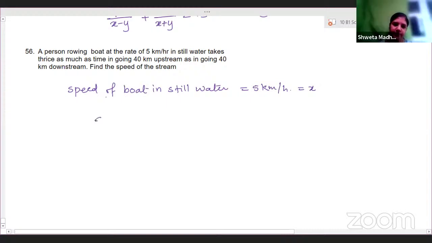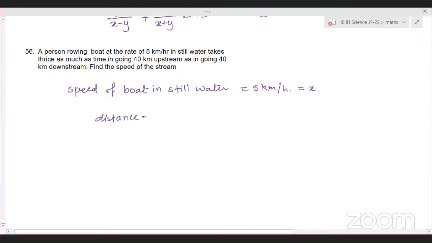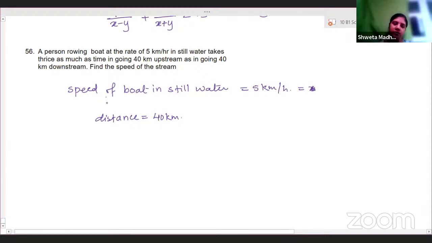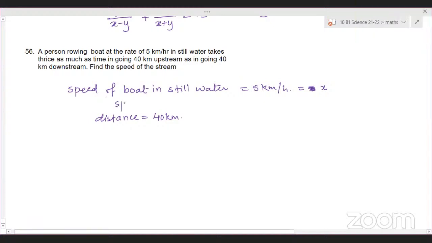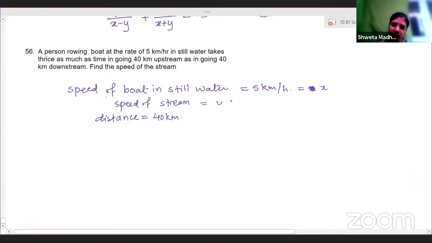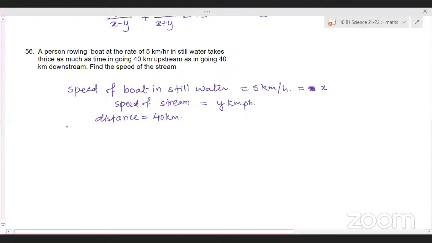Then time to go upstream is 40 by 5 plus x, where x is speed of stream. Or y, yeah, in this case, y. To understand the earlier case, whatever we have taken earlier as still water, we have taken x, and the speed of stream or river we have taken y. The similar way we will take, otherwise there will be a confusion. Okay, ma'am. Then time is distance by speed, and going downstream it will add up.